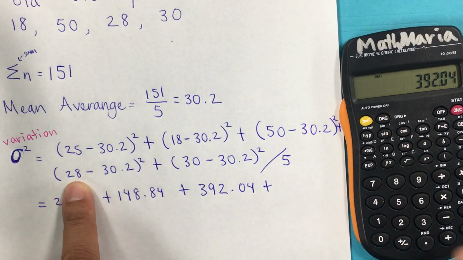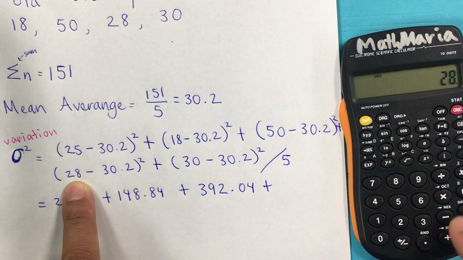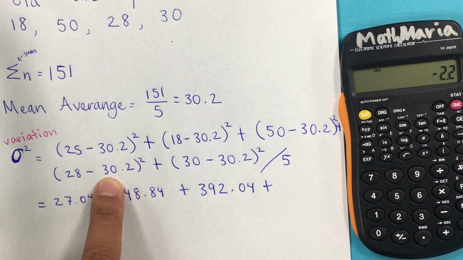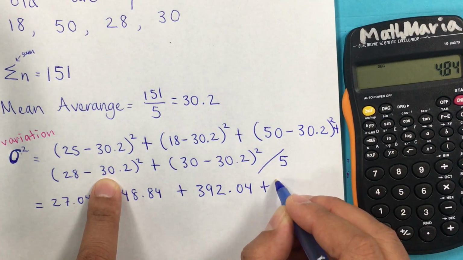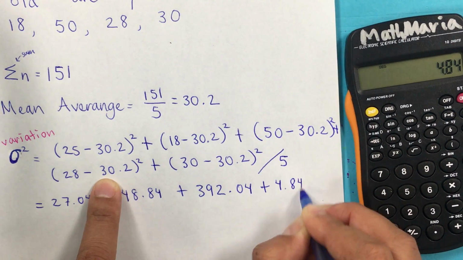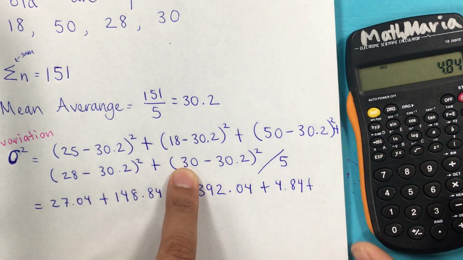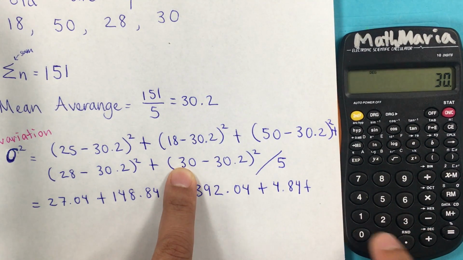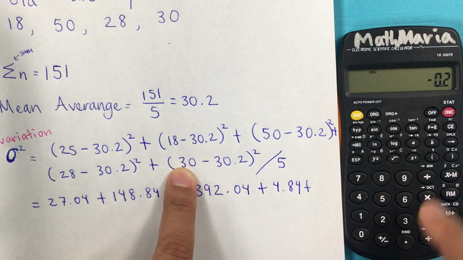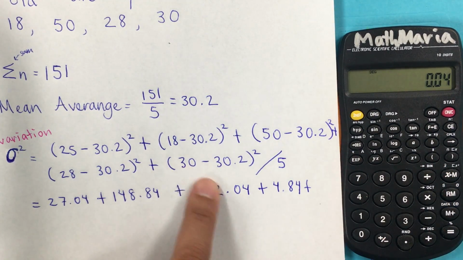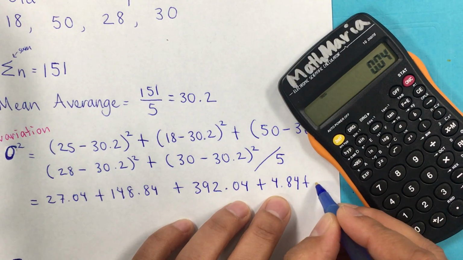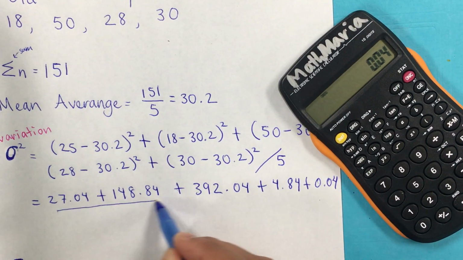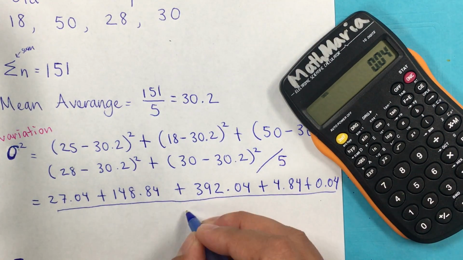And the next one is 28 minus 30.2 equals, square that, and you get 4.84. And the last one is going to be 30 minus 30.2, square that, and you get 0.04. And all of that is going to be divided by 5.